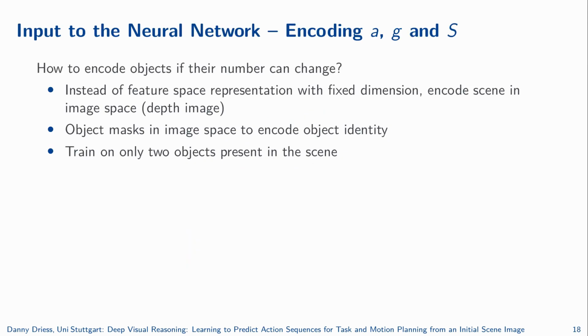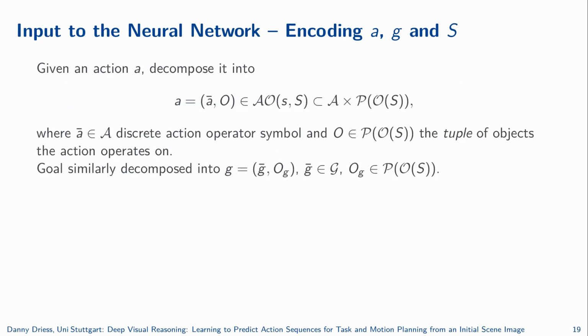Now the big question we have not talked about yet is how the actions, the goal and the scene can be input to the learning algorithm in a way that allows generalization over multiple objects. Fixed-sized feature vectors are problematic in this respect. Given an action A, we decompose it into A bar and O, where A bar is the discrete action operator symbol, for example grasp or place, and O is the tuple of objects the action operates on, for example box and table, if the action is to place a box on the table. The goal is similarly decomposed. We now can input A bar and G bar as a one-hot encoding into the network, since the cardinality stays the same, independent from the scene.